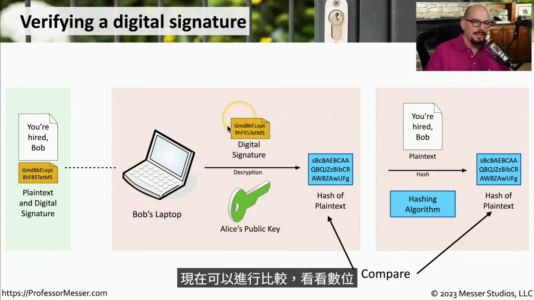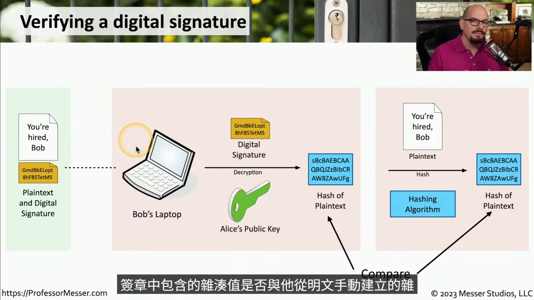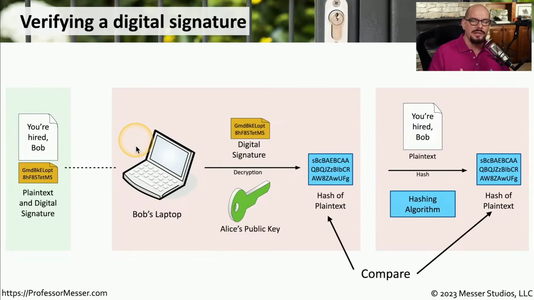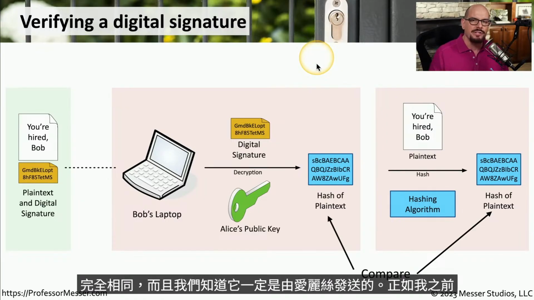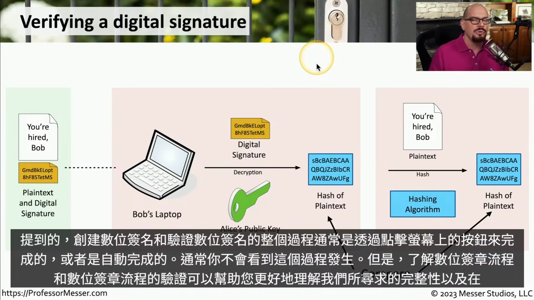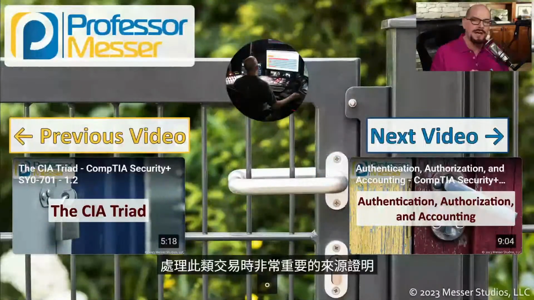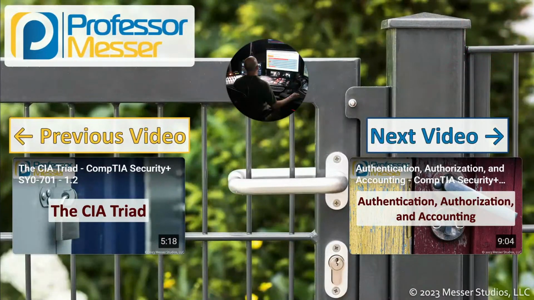As I mentioned earlier, this entire process of creating a digital signature and verifying the digital signature is something that's usually created through clicking a button on your screen, or it's something that happens automatically. You normally never see this process occur, but having an understanding of the digital signature process and the verification of the digital signature process can help you better understand the integrity that we're looking for and the proof of origin that's so important when working with transactions like this.